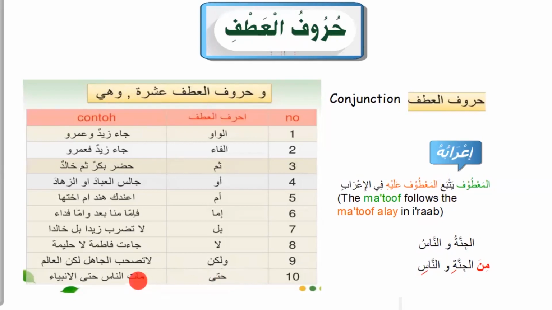So it can mean until, and it can mean even. Here: مات الناس حتى الأنبياء. People died, even the prophets. Hope that is clear.